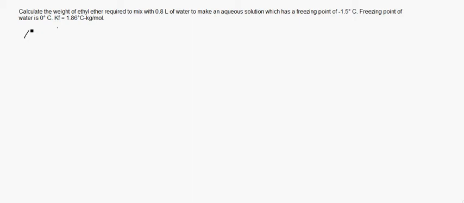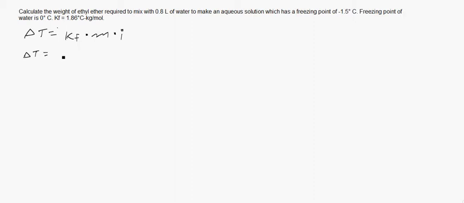It feels like this is a kind of problem you might run into if you were in a lab. So first we need to know our equation. Delta T is equal to Kf times your molality times the Van 't Hoff factor. In this case, the Van 't Hoff factor is not a real issue. It's just 1. Nothing dissociates, so we don't have to worry about it in this problem. And we'll find delta T.